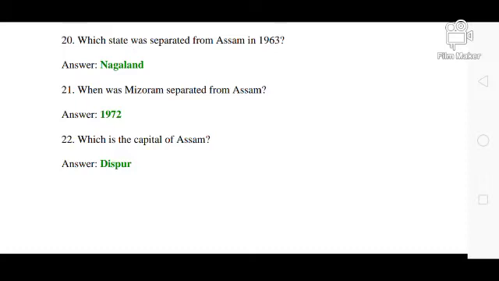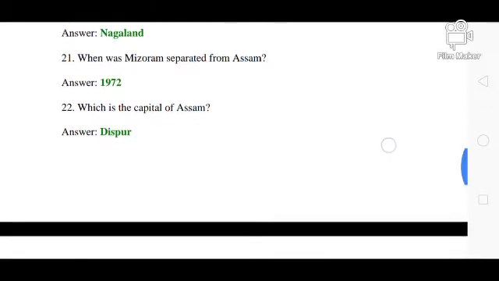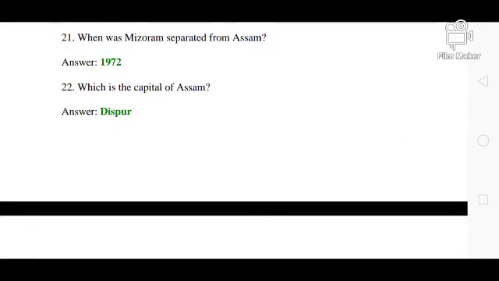The correct answer is 1972. Next question, which is the capital of Assam? The correct answer is Dispur. Dispur is the capital of Assam.